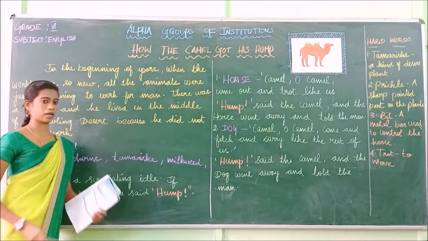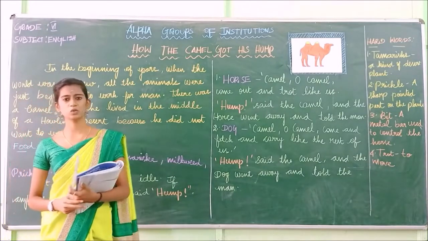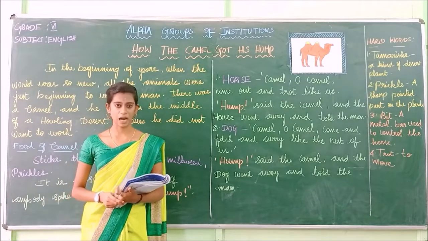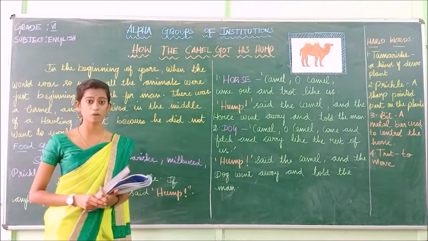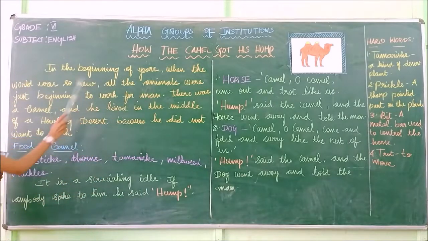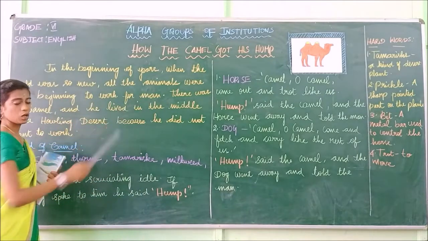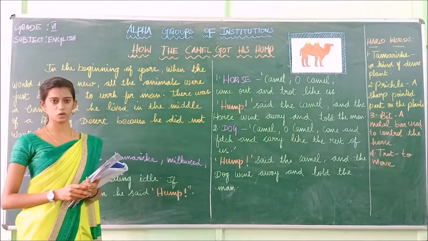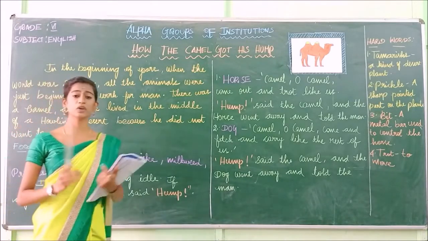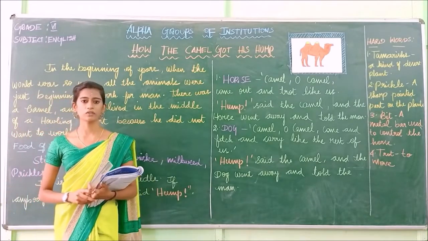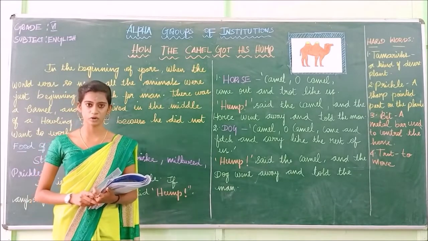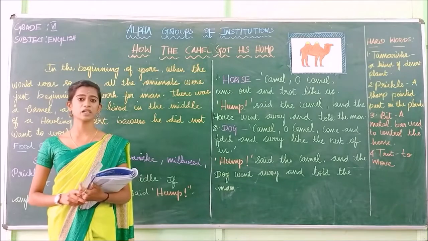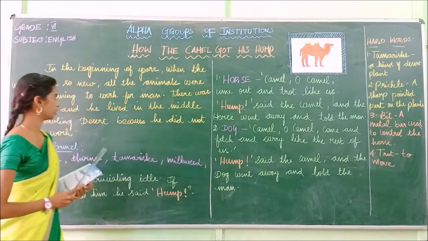for man. Okay. When the world was introduced, what happened? The animals started to work. Okay, the animals started to work for who? They started to work for the man. When the world was introduced, who created the world? God created the world. Okay, so after the creation of the world, the animals started to work for the man.